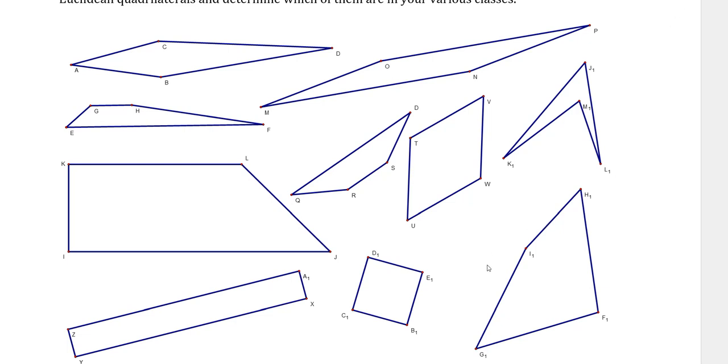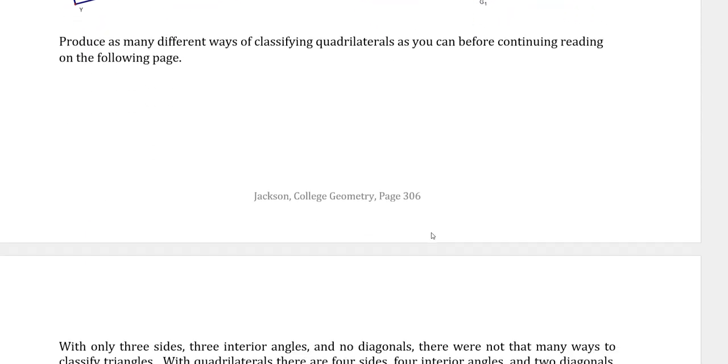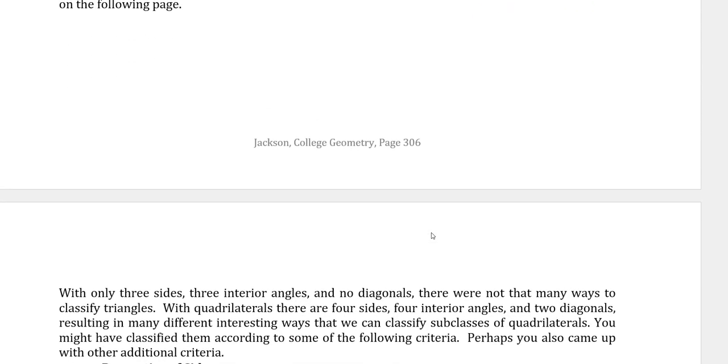So hopefully you have done this task and come up with some different ways of classifying quadrilaterals. Now think back about triangles. With only 3 sides, 3 interior angles, and no diagonals, there were not many ways to classify triangles. We were able to classify them according to their sides and their angles. But with quadrilaterals, there are 4 sides, 4 interior angles, and 2 diagonals. This results in many different interesting ways we can classify subclasses of quadrilaterals.